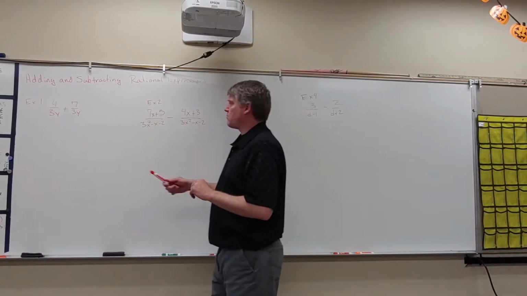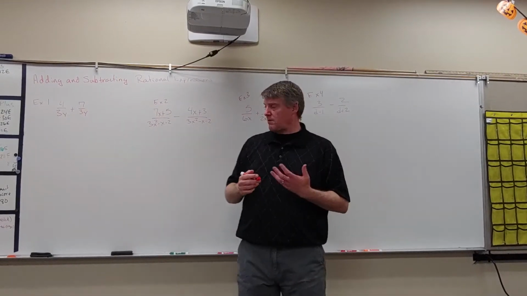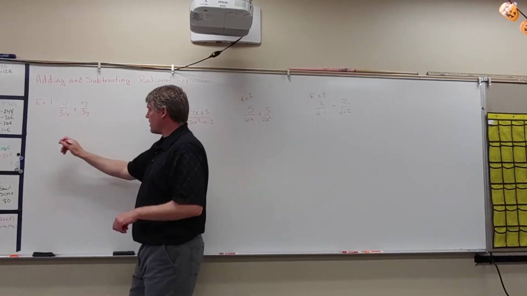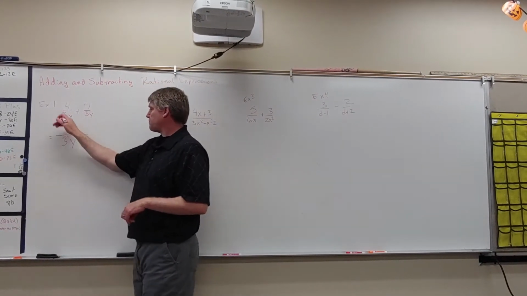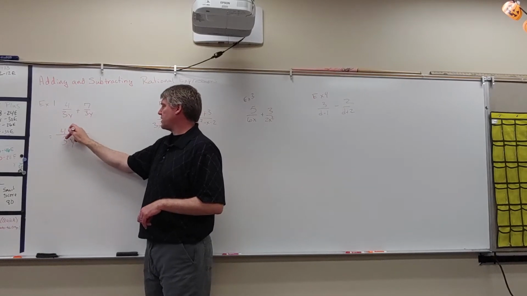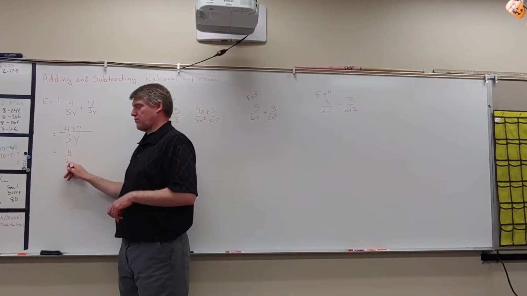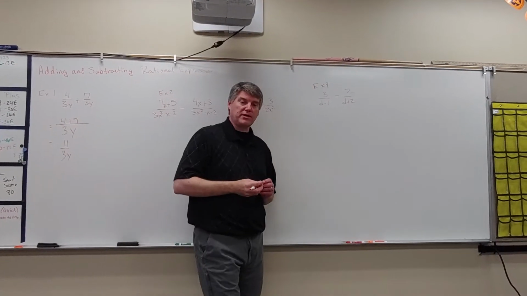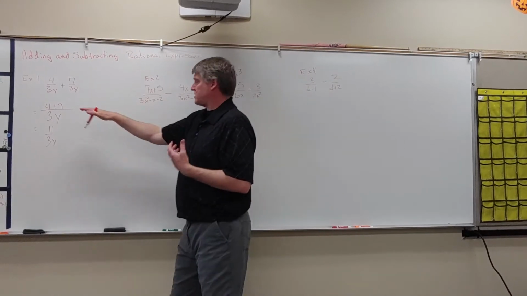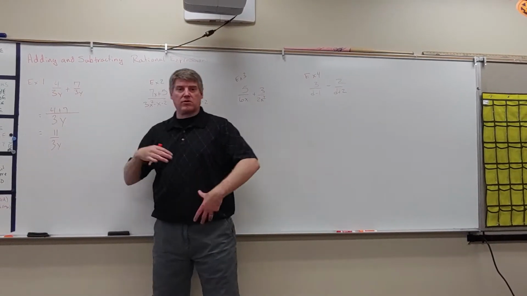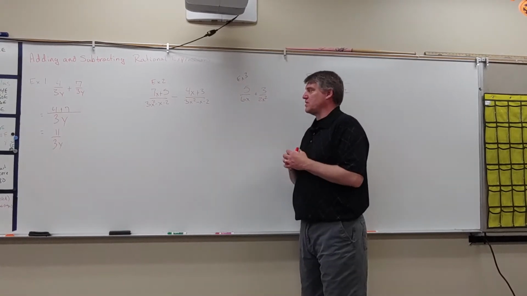So our first example, I have 4 over 3y plus 7 over 3y. So if I'm going to add these, I don't have to change my denominator because it's already common. So this becomes 4 plus 7, or 11 over 3y. There's my simplified expression. Now, this is nice because these were pretty straightforward, right? They were the same denominator. We were able to add the numerator.